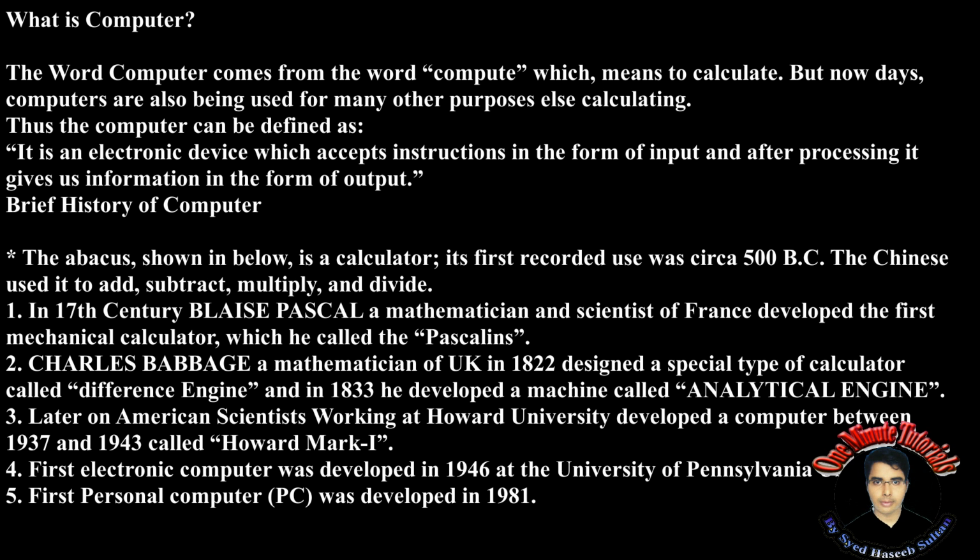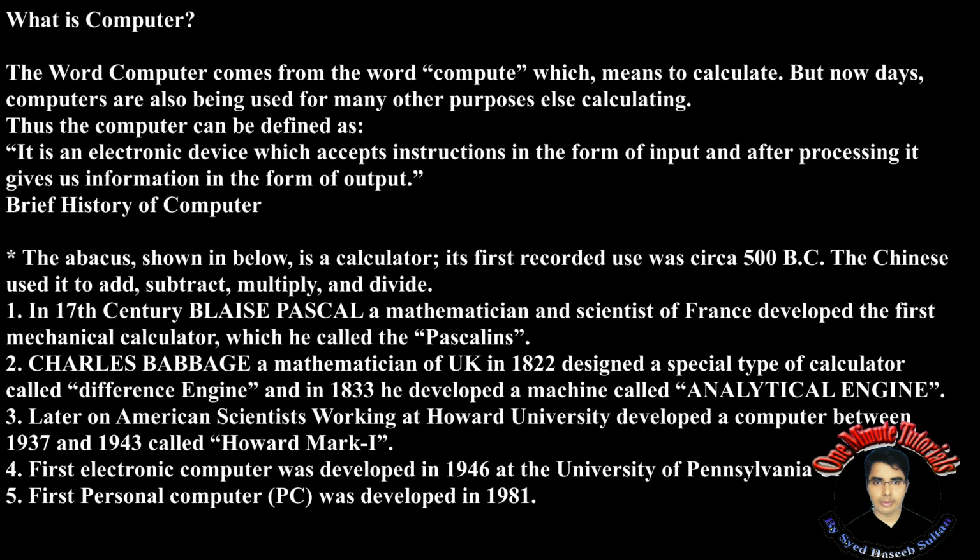What is a computer? The word computer comes from the word compute, which means to calculate. But nowadays, computers are also being used for many other purposes besides calculating. Thus, the computer can be defined as an electronic device which accepts instructions in the form of input, and after processing it gives us information in the form of output.